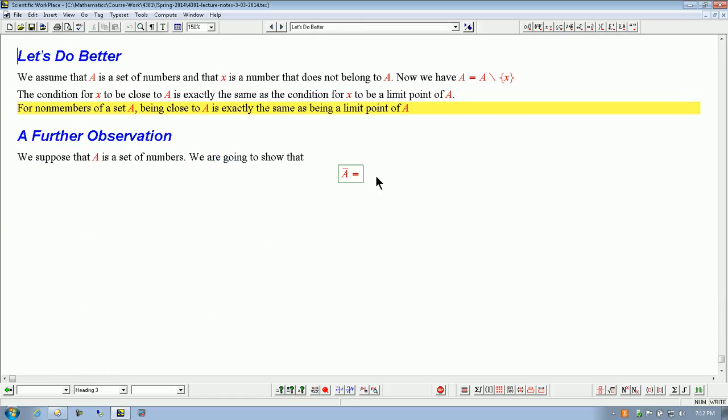Now that I've got that thing off my chest, I'm going to tell you that A bar is always equal to A union L of A. We're going to see this.